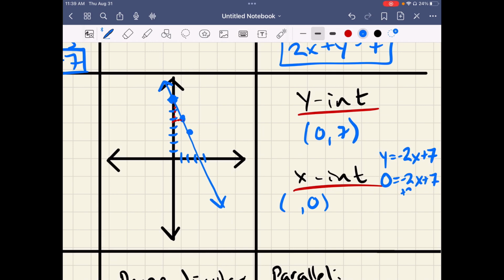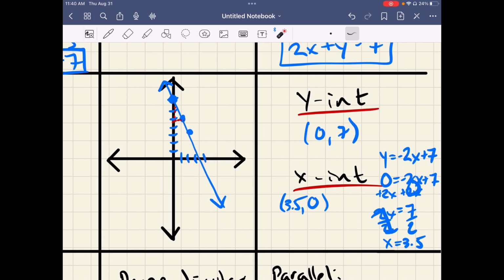I'm going to add the 2x to each side. That turns into 0, and I get 2x equals 7. So 2x divided by 2, divided by 2, that's a 1. So now I get x equals 3.5. And if you'll notice, we come back and look right here, there it is, it's the 3.5.